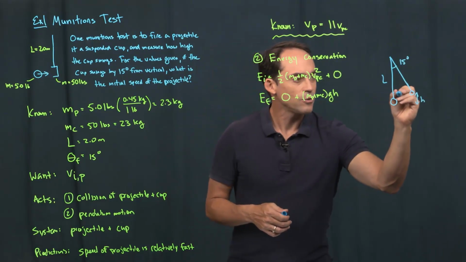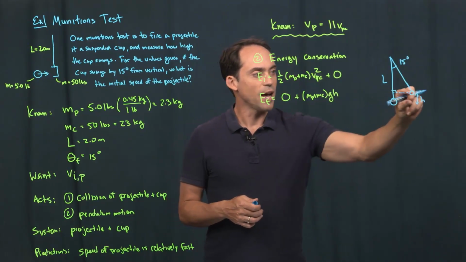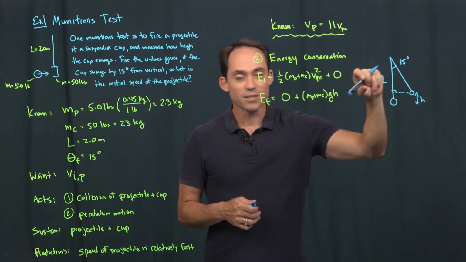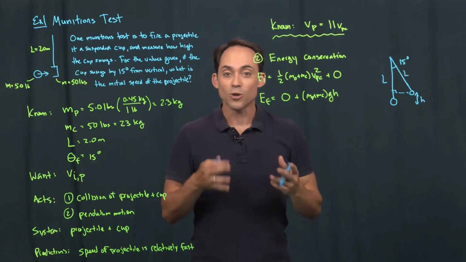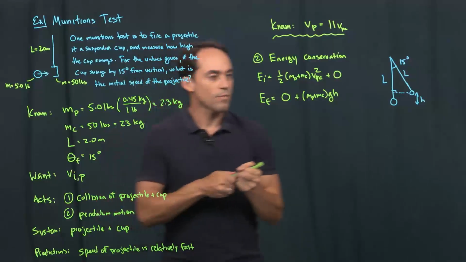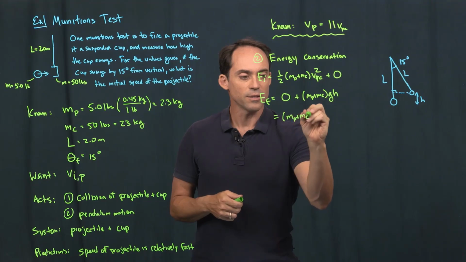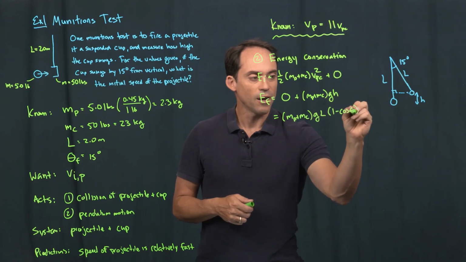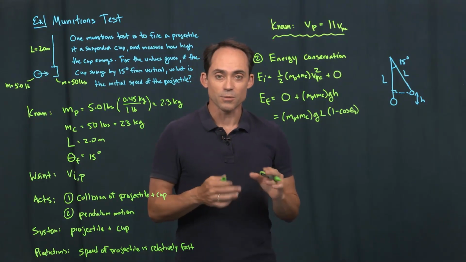Now if I draw a leg there so I can have a nice right triangle in my diagram, you can see that this height is equal to the full length of the pendulum minus this side of our triangle. And since this hypotenuse is also L, that side of the triangle is just L times cosine of the angle, the adjacent side. So I can write down our expression for the final energy as just the sum of the masses times g times the length of the pendulum times 1 minus cosine of our final angle.